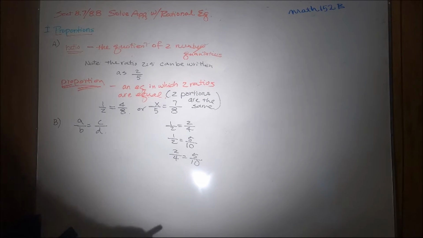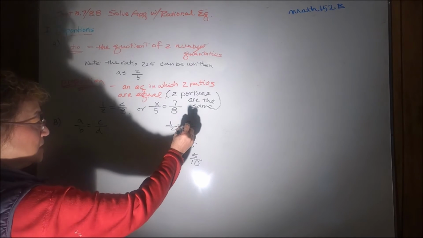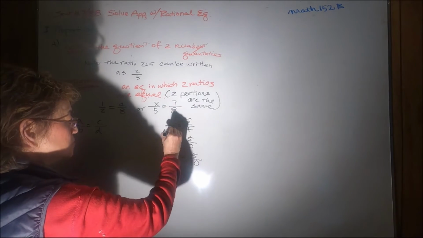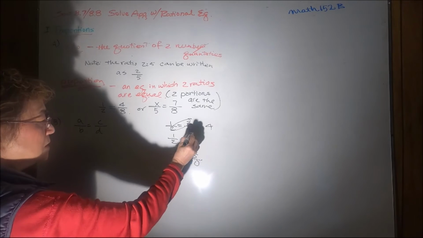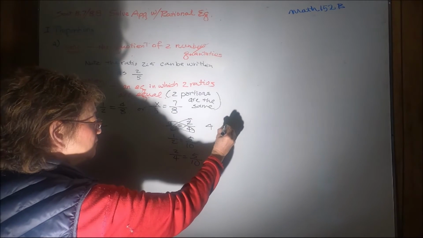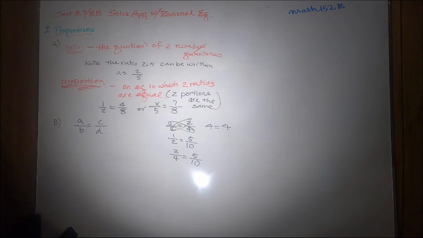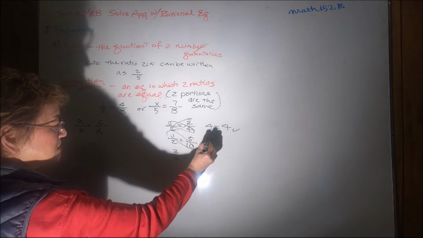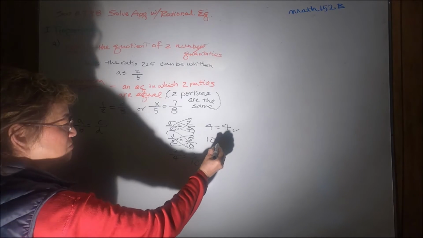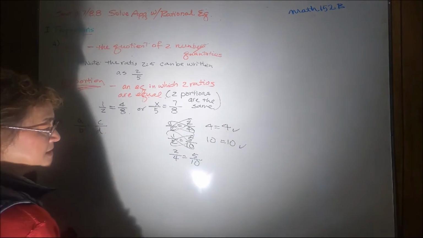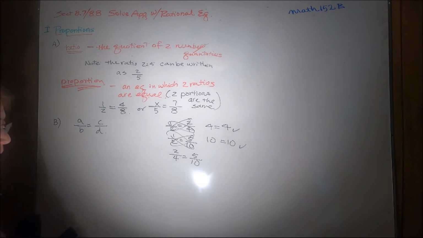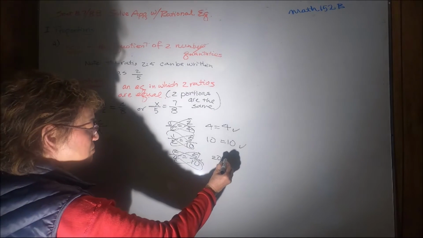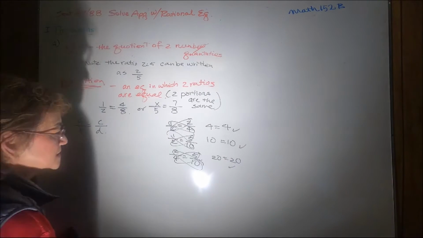So when we have this, take a look at the characteristics of those. 2 times 2 is what? 4. 1 times 4 is what? 4. Are they the same? How about this one? 1 times 10 is 10. 2 times 5 is what? 10. Are they the same? Right? 4 times 5 is 20. 2 times 10 is what? 20. Are they the same?